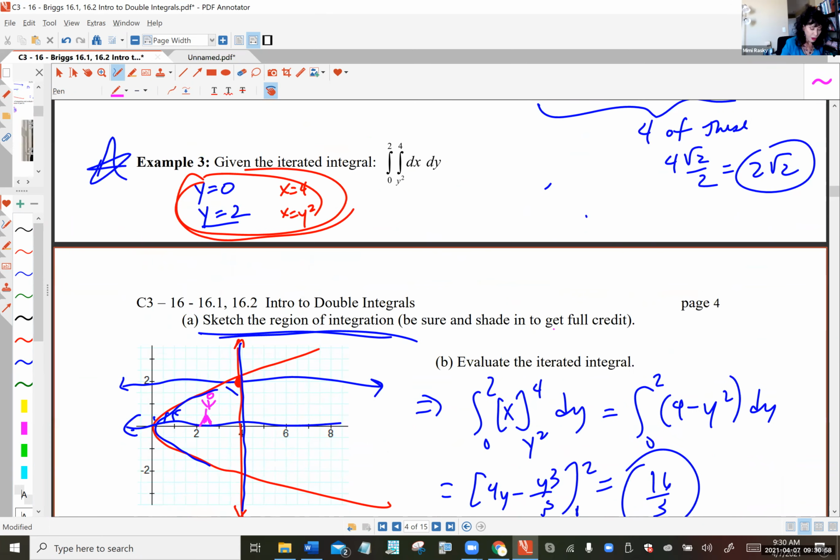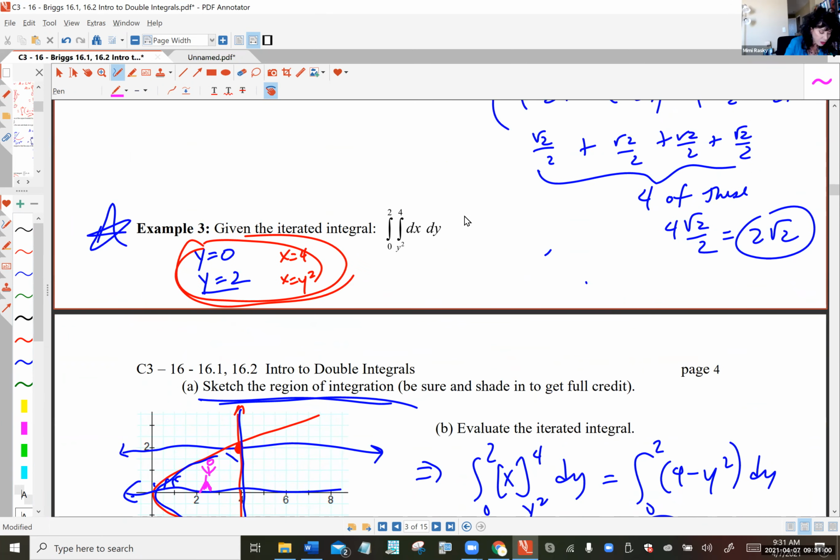I'll see folks go, oh, they want us to switch the order. Oh, all I have to do, this is what not to do, people. Do not do this. They go, oh, sorry, trying to write too fast. They go, oh, dy dx. Well, I'll just flip these two integrals over. I'll just put the 0 to 2 on the inside, and then I'll put the y squared 4 on the outside. No, you can't do that. That's not going to work. That's not called switching the order of integration.